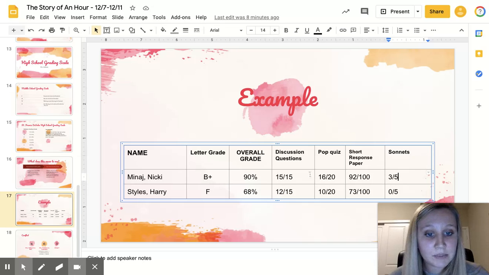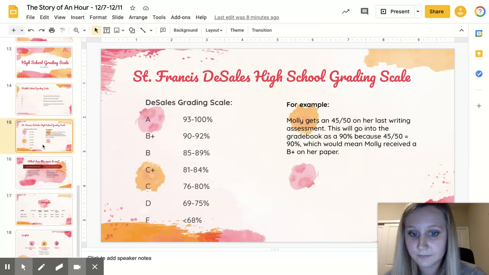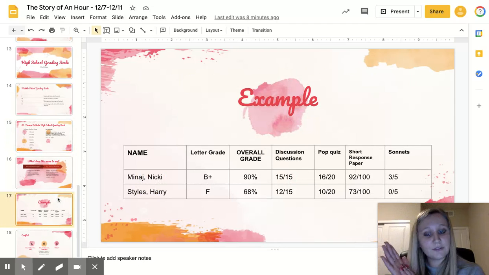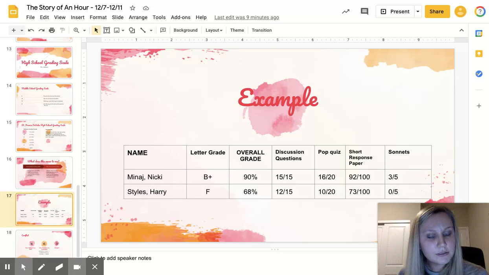And then I add up the top value of the fraction. And I'm not getting all math oriented here on you because I'm an English teacher. But that will add up to 90%. So if she gets a 90% in my class, let's go back to our handy dandy chart, and that would be a B plus. So yay for Nicki. But unfortunately, Harry Styles is not passing. He has an F.